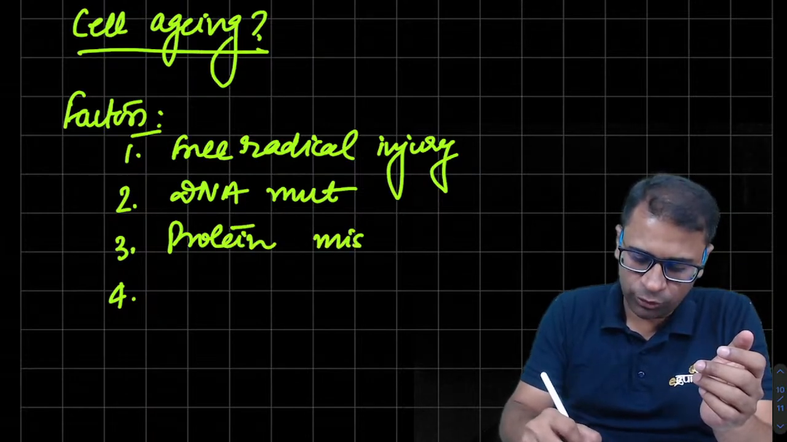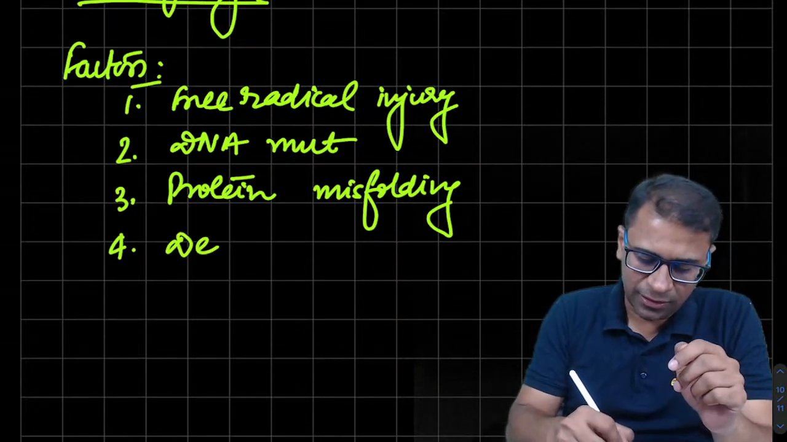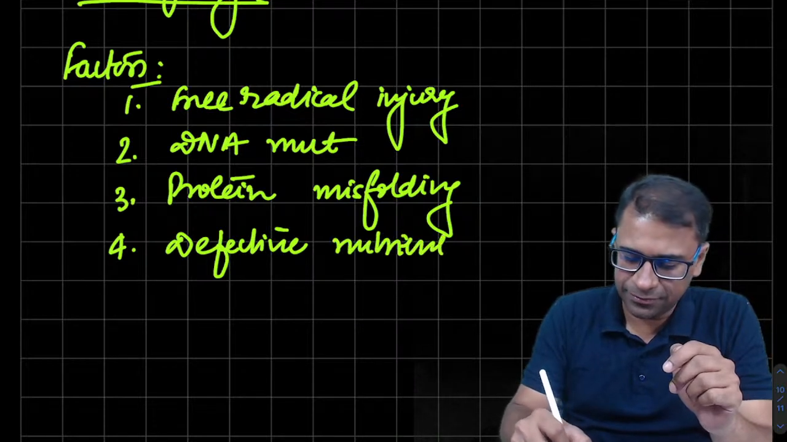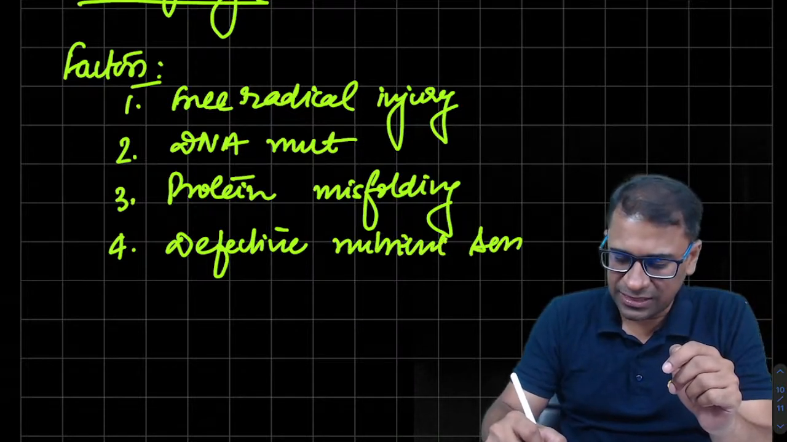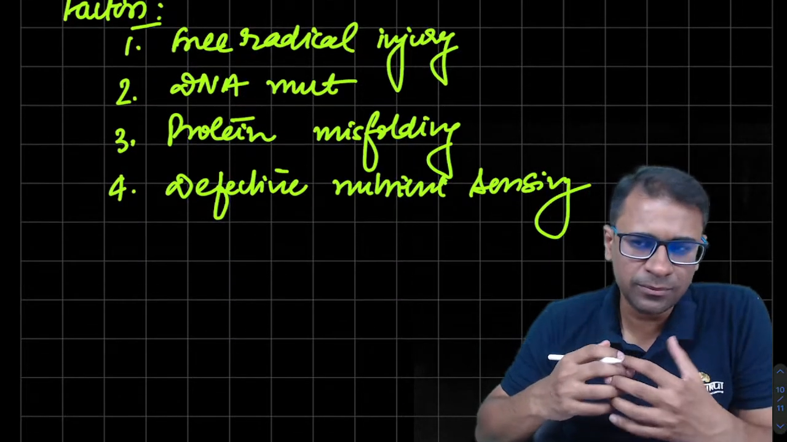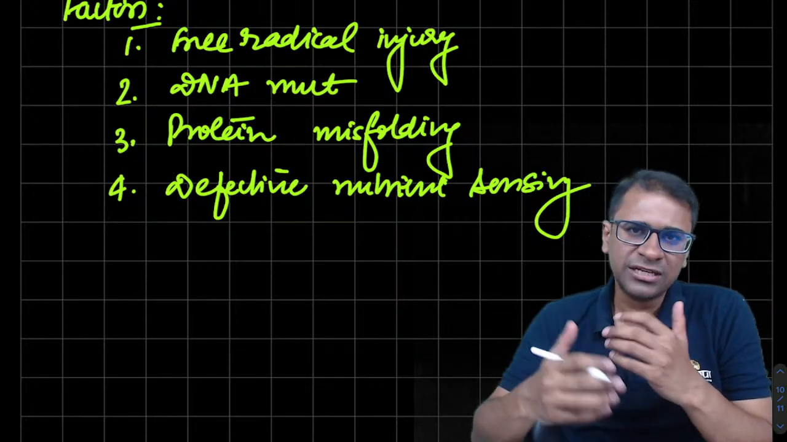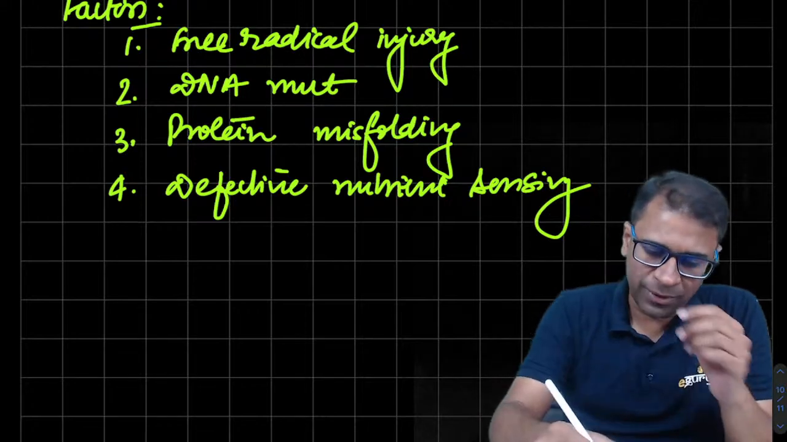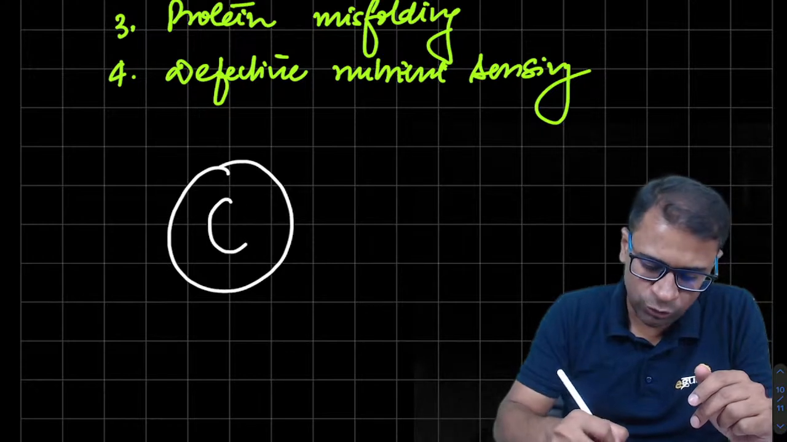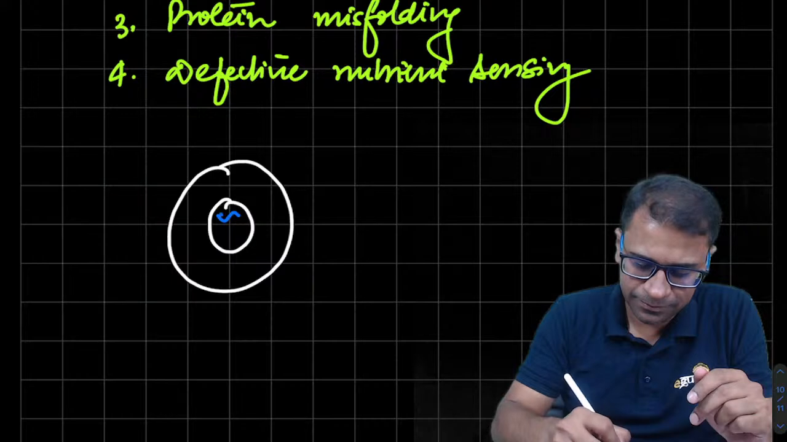It can occur because of protein misfolding, and a very unique thing called defective nutrient sensing. Now, what is this defective nutrient sensing? It refers to when a greater amount of nutrients enters a cell and causes it to divide a lot. For example, suppose I draw a cell like this. There's a cell, and in the cell there's a nucleus. In the nucleus you'll find the DNA, right? There's a DNA here.